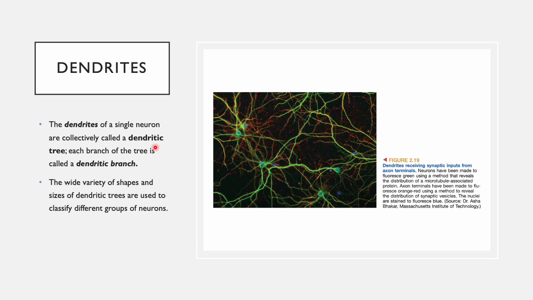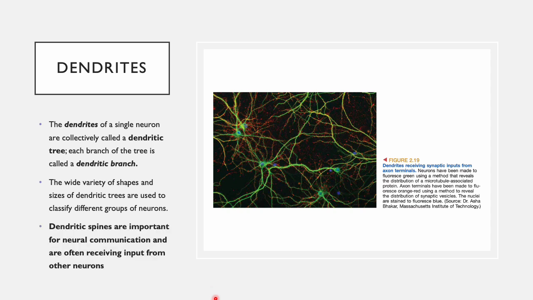Additionally, I want you to know that dendrites of a single neuron can branch together. So tiny little dendritic branches can branch together to form dendritic trees. And so we are just now discovering the importance of dendrites and dendritic spines. Particularly, we have found that dendritic spines are important for neural communication and are often assisting with receiving input from other neurons. So in addition to axon collaterals, which are going to be branching off to neighboring cells, dendritic branches and dendritic spines can also assist in this communication process.